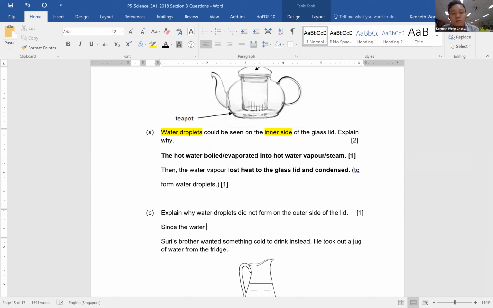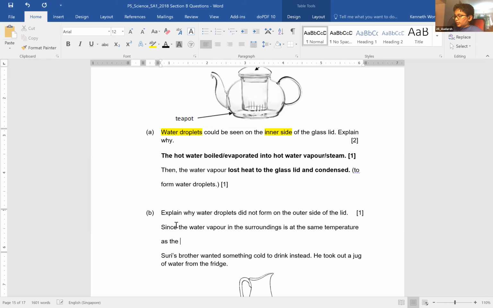Adash, do you get that also? Since the water vapor, pretty similar. Oh yeah, I forgot to say that, in the surroundings. Yeah, this is important. I wrote pretty similar. Okay, Adash, you can say what I typed. Water droplets did not form as the water vapor outside did not condense on the glass lid due to the same temperature. Yeah, same thing.